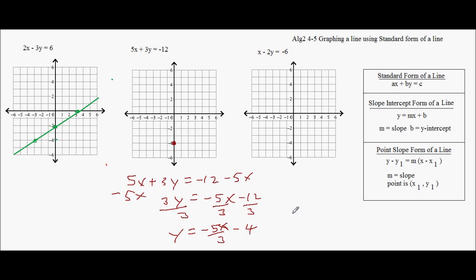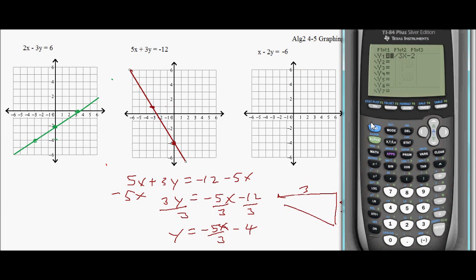Okay, so there's going to be minus 4. It's going to be a negative slope. It's going to go like this. It's going to go up 5 over 3. So it's going to go up 1, 2, 3, 4, 5 over 3. So I can draw my line just like this. Okay, so let's see if that's right.